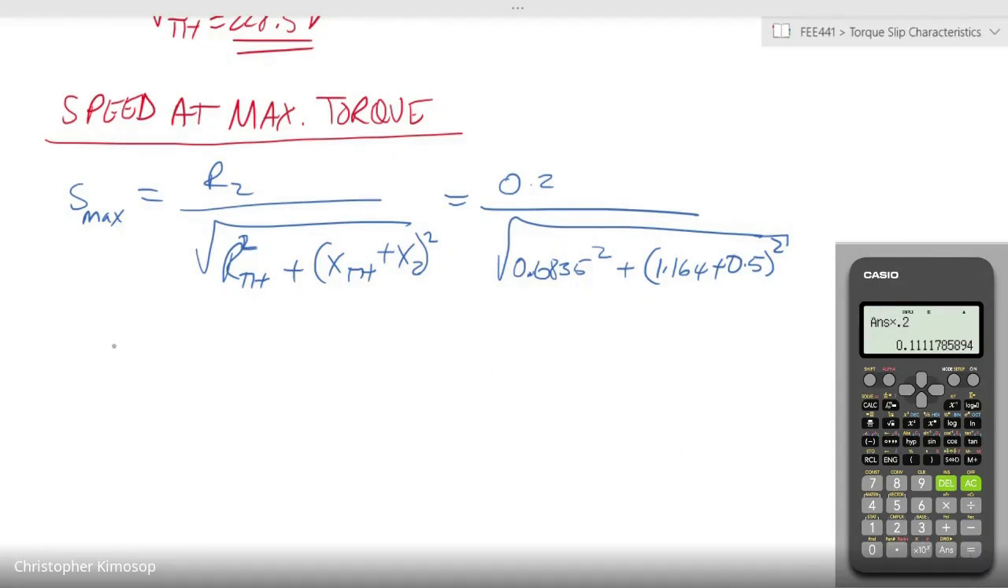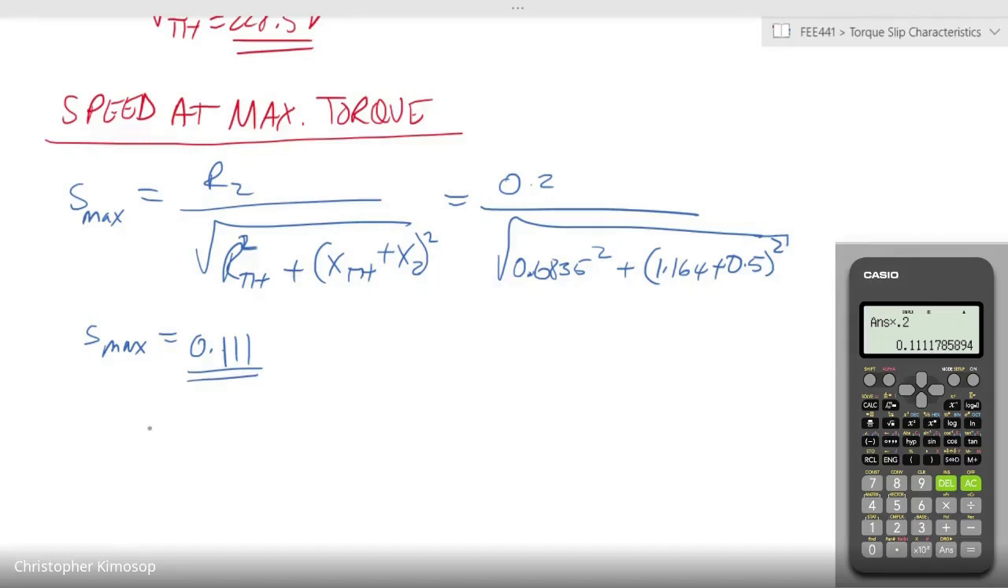And this gives us our slip S equals 0.111. So roughly 11.1. Okay.